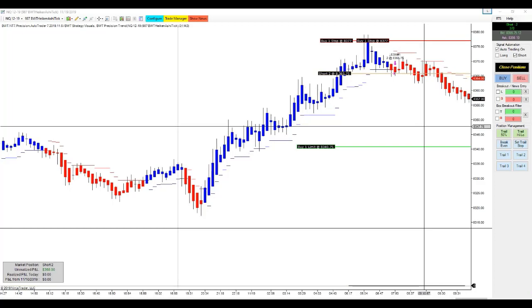I would never recommend just shorting a top or buying a bottom, even if it's an important price. I would wait for some kind of a confirmation.